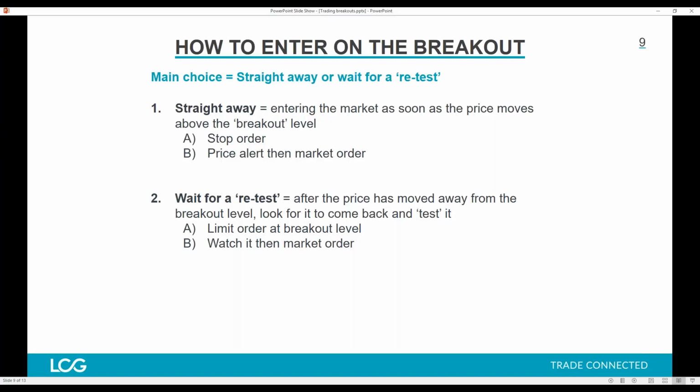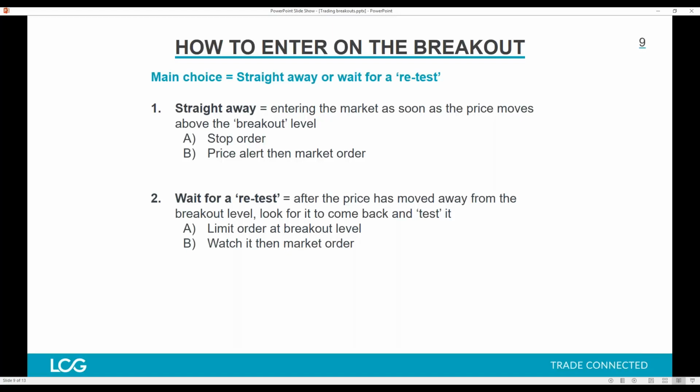The second option is you wait for a retest. So a retest meaning that after the price has already moved away from the breakout level, the breakout's happened, but then it gets a little bit exhausted in the short term. After the breakout happens, the price edges lower into what is basically a pullback and comes back and tests that breakout level.